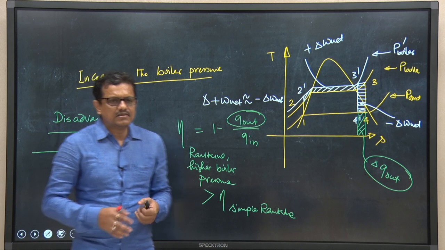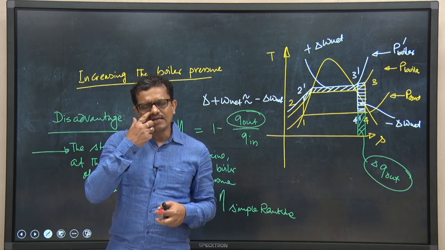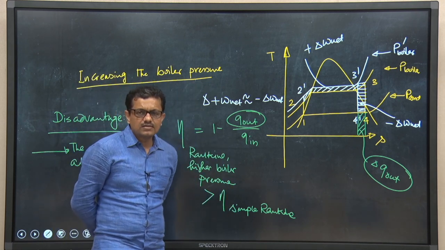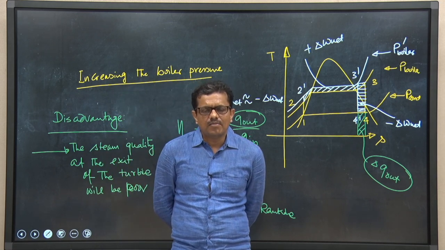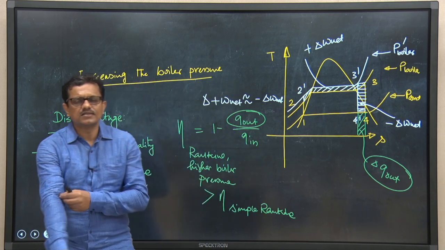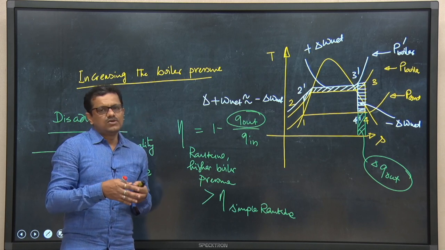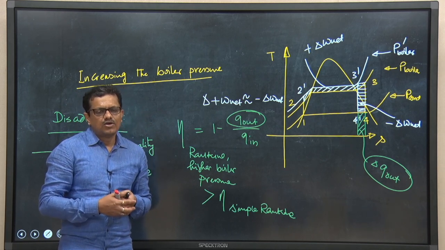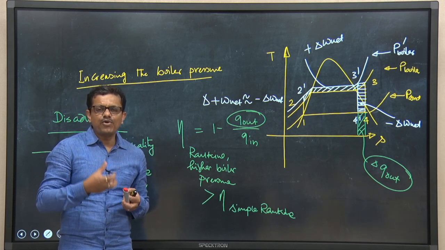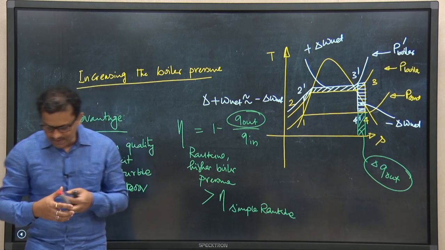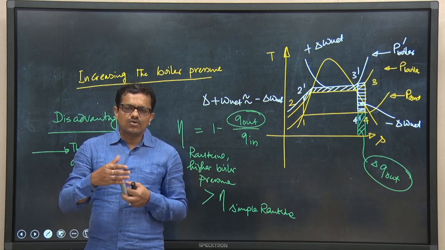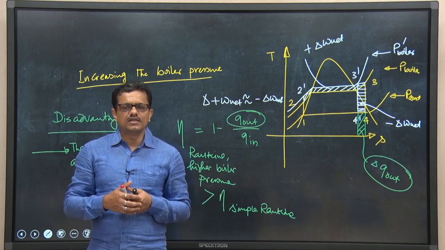To this end, though modifications are there, employing either of these modifications, we can increase the efficiency of the cycle, but at the same time we are also going to introduce other problems. The reheat cycle seems to be an alternative, to be precise, for increasing the efficiency of the plant, essentially by exploiting the high boiler pressure and superheating the steam, but at the cost of increasing the quality of the steam at the exit.